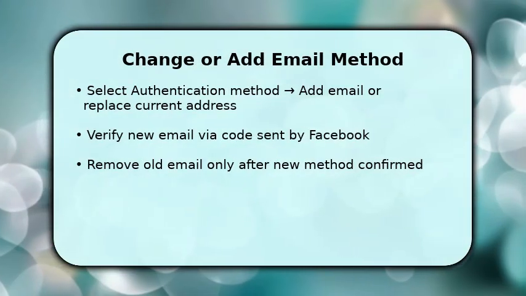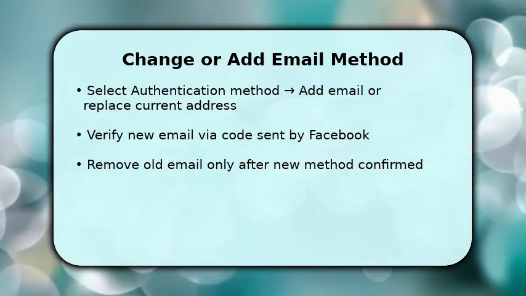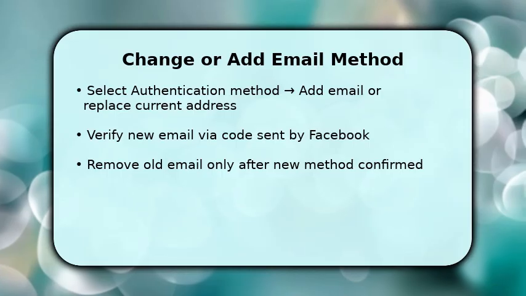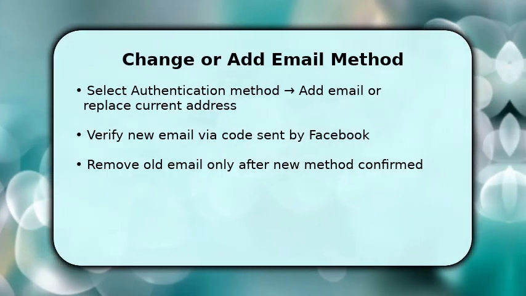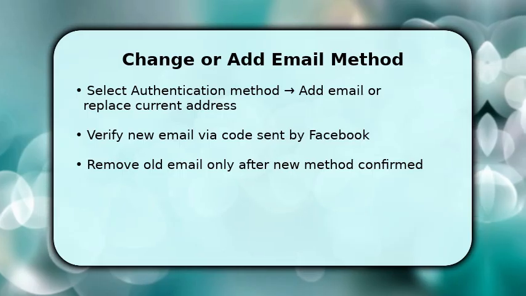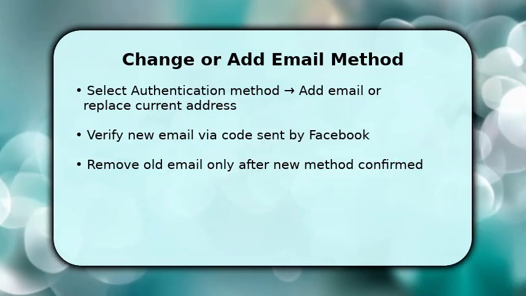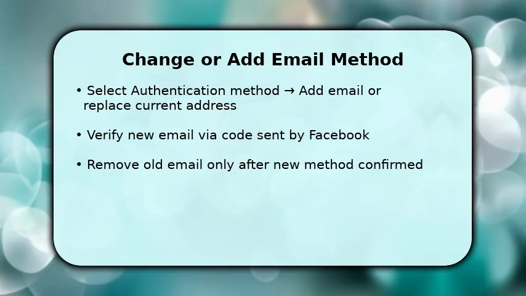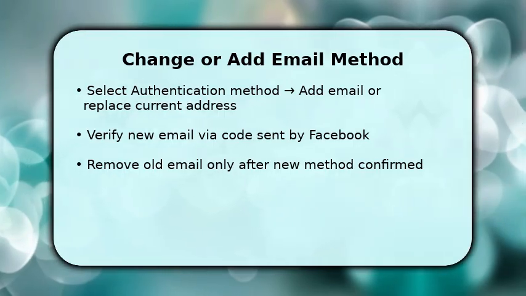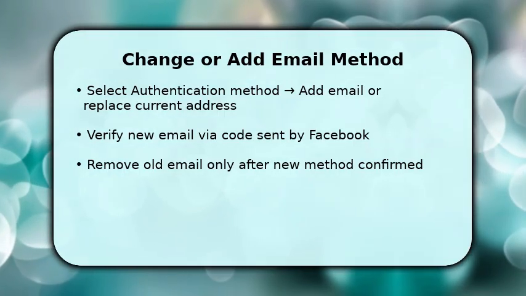Once in two-factor authentication, select authentication methods and choose to add or change an email-based method. Facebook may label it email or recovery email. You'll enter the new address and Facebook will immediately send a verification code. Open that email, copy the numeric code, and paste it back to confirm.